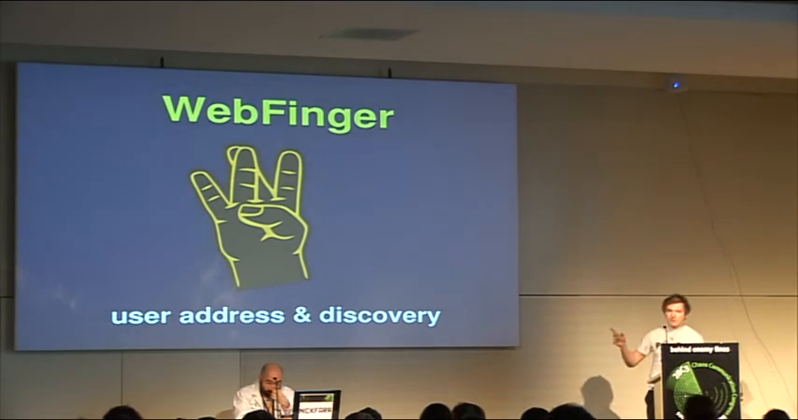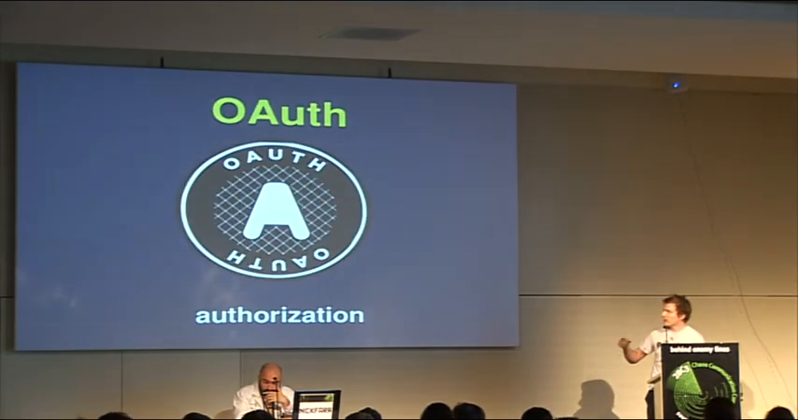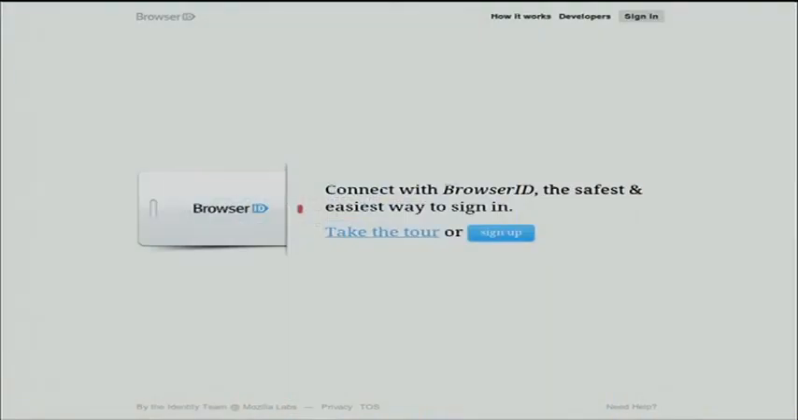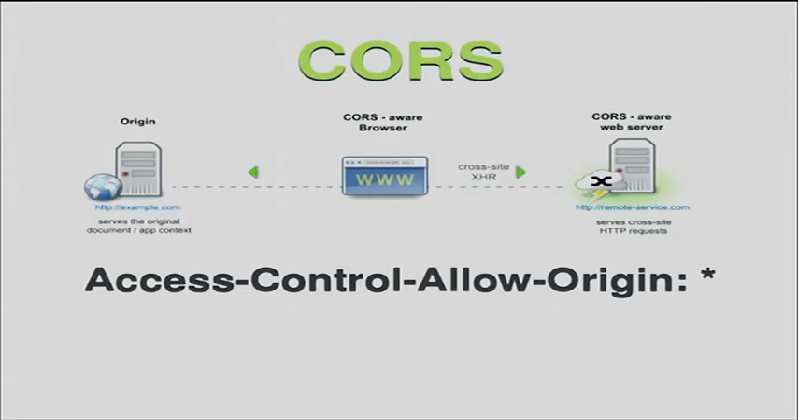They do a web finger call to the storage, and they authenticate either via OAuth, or we do the sign-in via BrowserID, which is developed by Mozilla, and it's really, really good, which wants to take sign-in basically from the operating system, the user management, from the operating system to the browser, which is great. And cross-origin resource sharing, which basically allows the JavaScript app to make cross-domain AJAX calls to access the data from the remote storage.